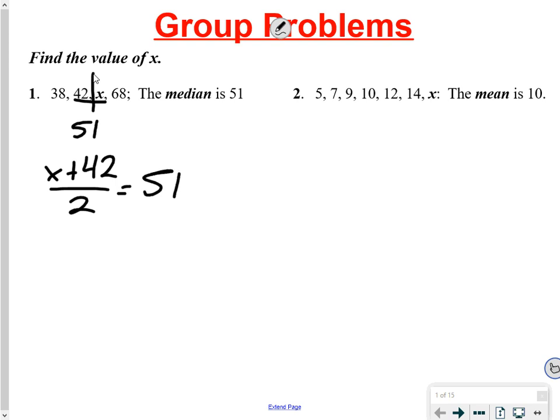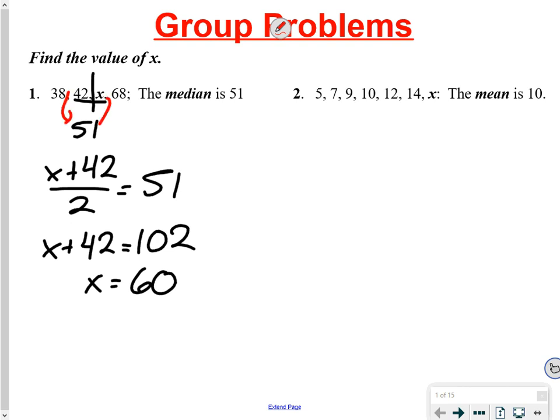Now to solve, we would multiply by 2 on both sides to get rid of that division. So we get x plus 42 equals 102, and then subtract 42, and we get x equals 60. That's the very mathy way of finding the answer, but obviously we have another way. If 51's right in the middle, then it's an equal distance from 42 and x. So 42 is 9 units away from 51, so that means x is 9 units away from 51, so that means x is 60.